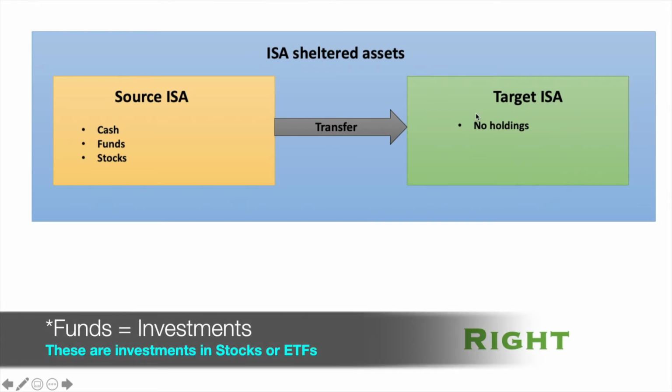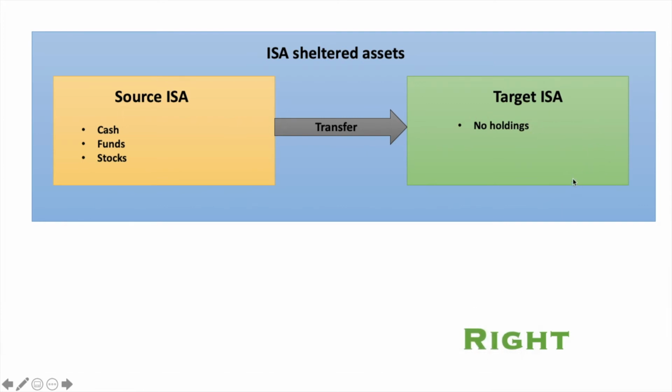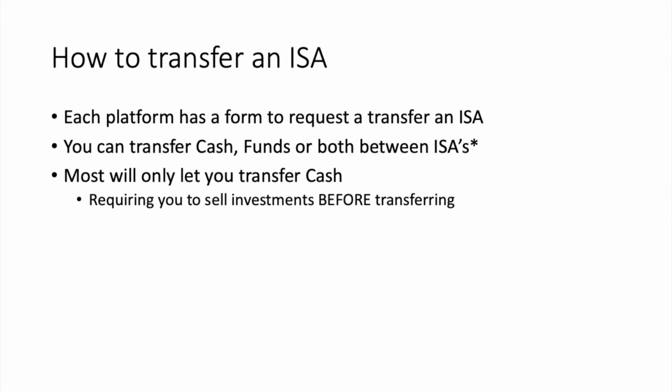Most ISA providers will allow you to transfer funds by requesting it through a form. When you request a form at your target ISA provider, they will initiate a process whereby they contact your source ISA for the amounts you're requesting to transfer, and you will initiate the transfer. What you need to keep in mind is that you can transfer the funds in the form of pure cash, or you can transfer the funds in the form of cash and funds. But this completely depends on your ISA provider.